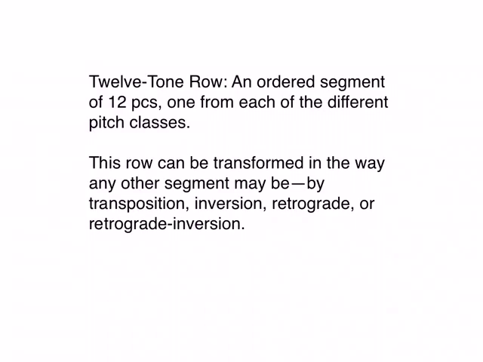A 12-tone row is an ordered segment of the 12 pitch classes, each one different, so that the entire collection would make up the whole chromatic set. This row can be transformed in the way any other segment may be, as we discussed in the last video, by transposition, by inversion, by retrograde, or by retrograde inversion.